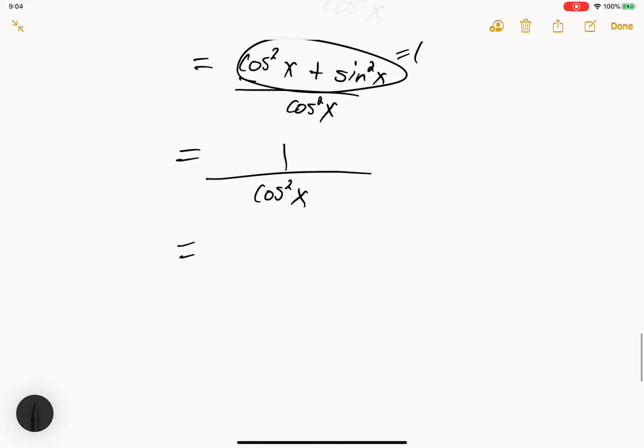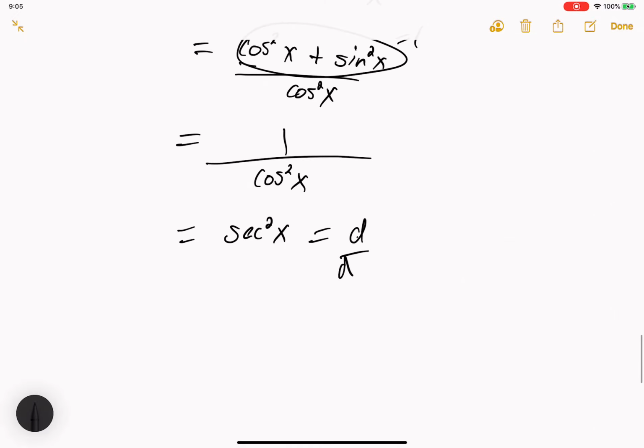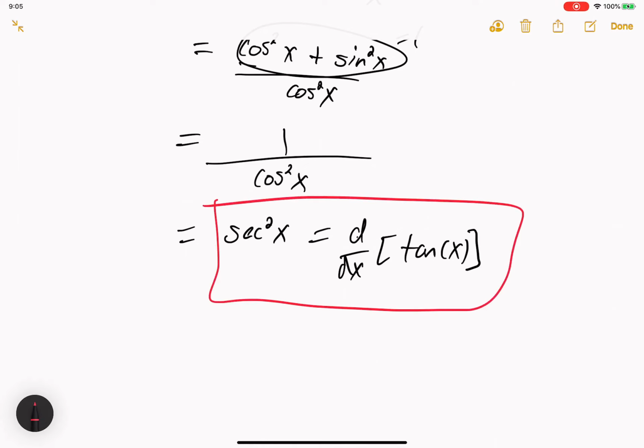But now that we have this, what is that equal to, though? Just secant squared of x. Because secant is equal to 1 over cosine, so that's just secant squared of x. So, just to be clear, we get that this is equal to d/dx of tangent of x. And I'll box it in red, because this is, again, one of the ones you need to remember.